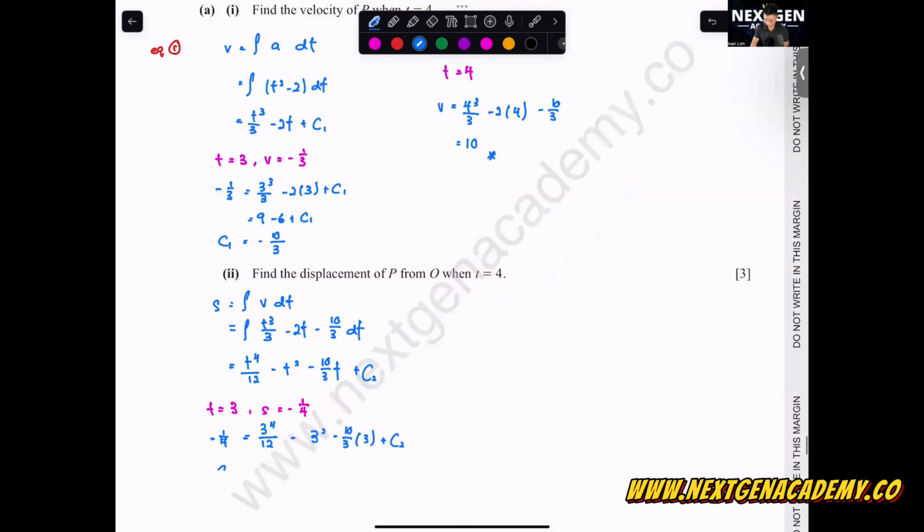We can just put everything in a calculator. You get C2 here is equal to 12. So s is equal to t to the power of 4 over 12 minus t squared minus 10 over 3t plus 12. Then at t equals 4, s is equal to 4 to the power of 4 over 12 minus 4 squared minus 10 over 3 times 4 plus 12, which is equal to 4. Okay, 3 marks, 3 marks.